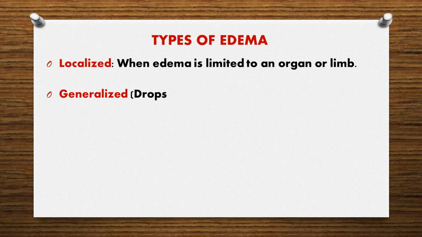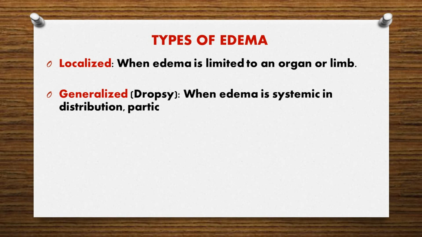The next variety is generalized edema, which is also called dropsy. When the edema is systemic in distribution, particularly noticeable in subcutaneous tissue, it's called generalized edema. As in cases of renal edema or cardiac edema, it is generalized in the body, not located at a particular region.